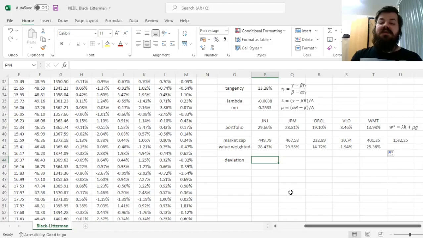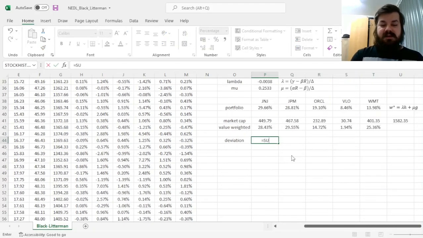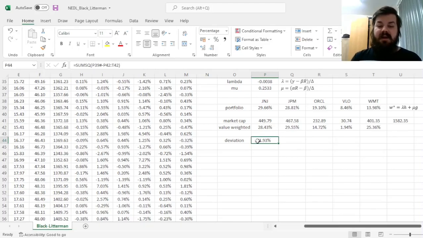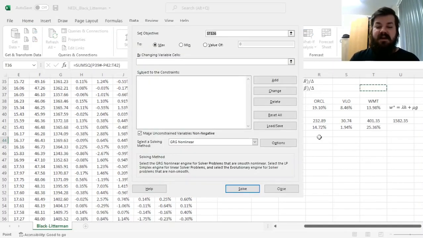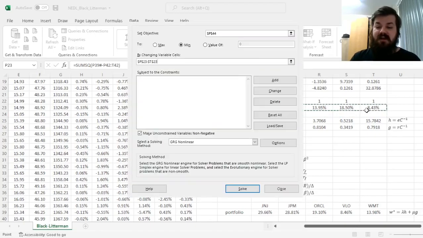So here we can use the sum of squared deviations of portfolio weights from value weights as our objective function that we would seek to minimize in the Black-Litterman framework by varying the Black-Litterman expected returns consistent with the global capital markets equilibrium. So we can use the SUMSQ function and input the difference between the portfolio weights and the value weights over here. And finally, we can go to Data, Solver, and specify our task. We want our deviation, so cell P44, to be minimized by changing the variable cells with our Black-Litterman returns, which are copied as values over here.